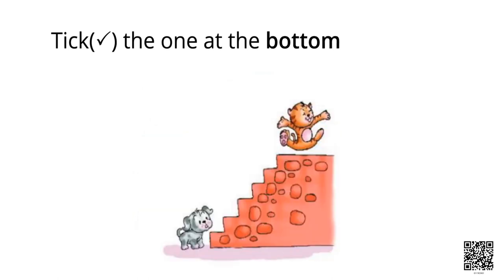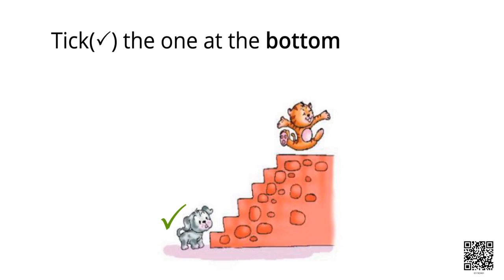now just look at this picture. What can you see? A kitten and a puppy. Yes, dear children, there is a kitten and a puppy. Why is the kitten happy? Happy and dancing. Yes, the kitten has come to the top. Very right. And who is not able to climb the stairs and is still at the bottom? Puppy, ma'am. Very good. So, who is at the bottom? You have to tick mark the animal at the bottom. Puppy. Yes. So, mark a tick over the puppy.